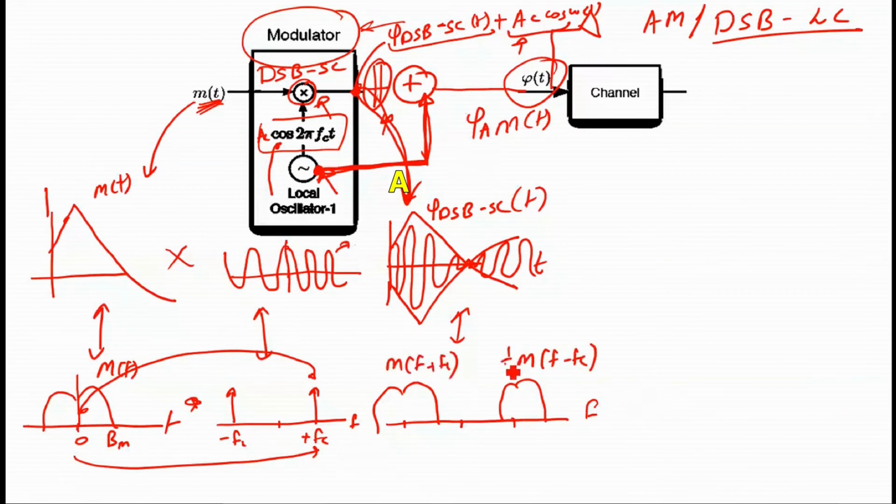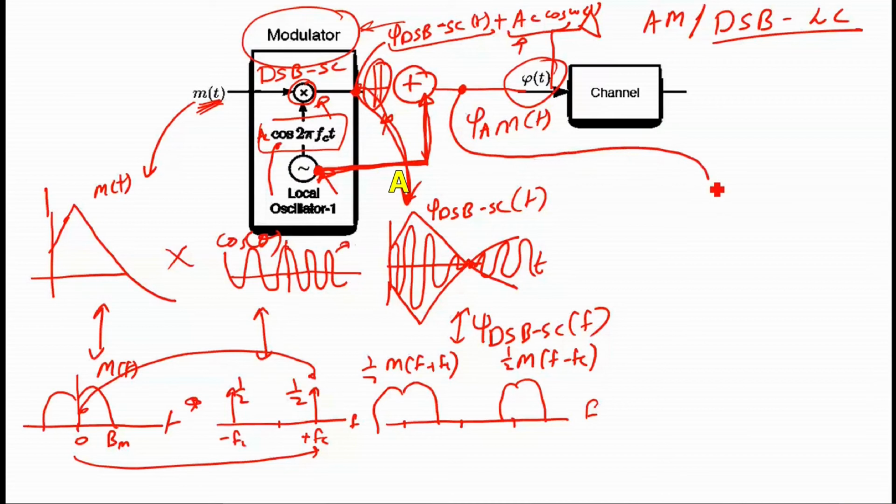Note that we are having 1 by 2 and 1 by 2 from here, because the strength of the delta function is 1 by 2 for a cos function. So this is phi dsb-sc of f. Now coming back to this point, what is happening over here? So note that this was a signal. Let me rewrite it over here just to make it simple.